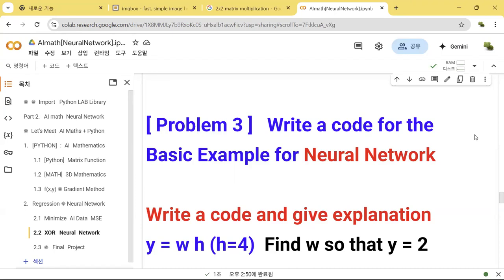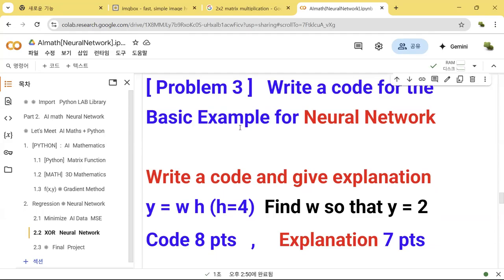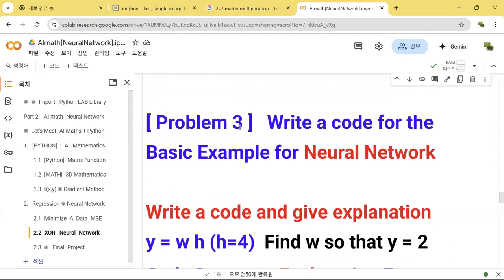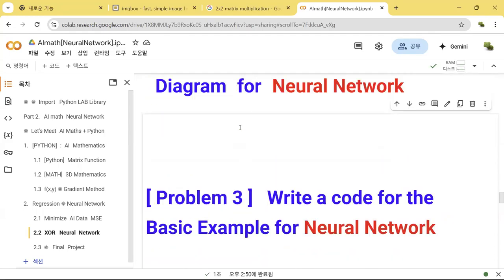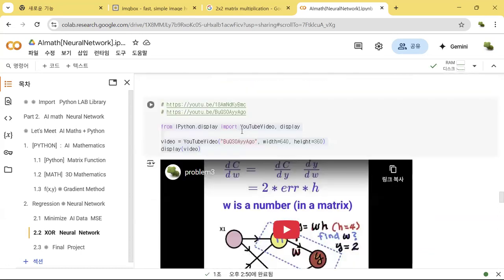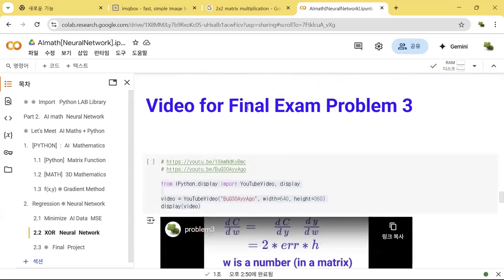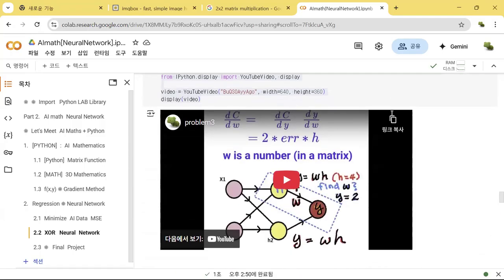In the previous video, I explained how to study and how to solve problem 3. Problem 3 is a basic and very important problem for our final examination, and also for understanding the neural network. So to understand this problem, please refer to this video, okay? This video is for final examination, problem 3.